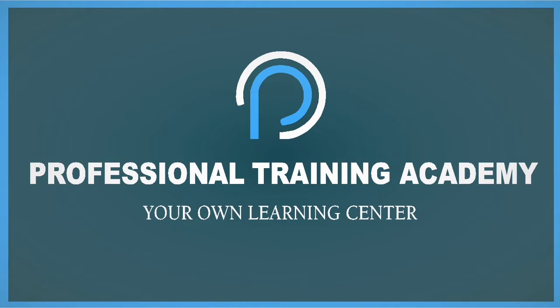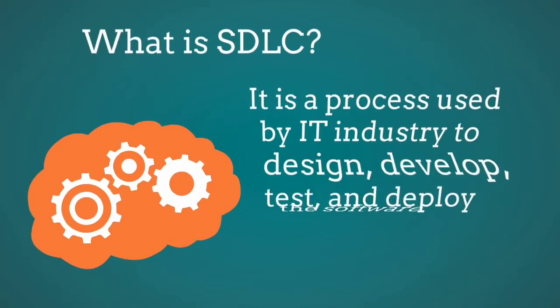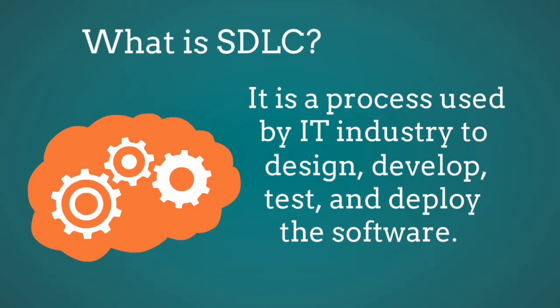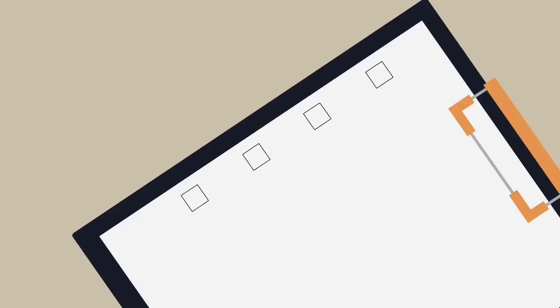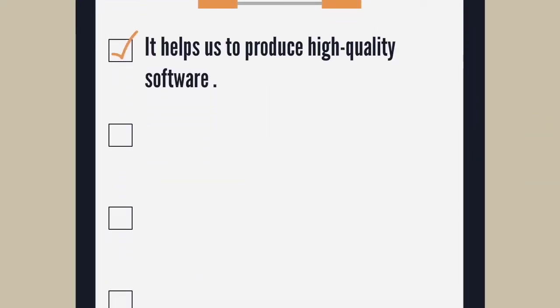In this video we are going to discuss the software development life cycle. What is SDLC? It is a process used by an industry to design, develop, test, and deploy software. It helps us to produce high-quality software which meets customer expectations, duration, and cost estimates.